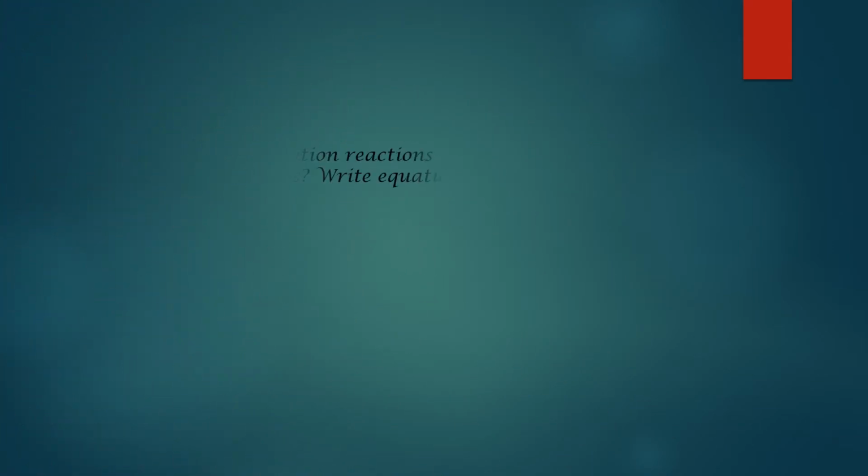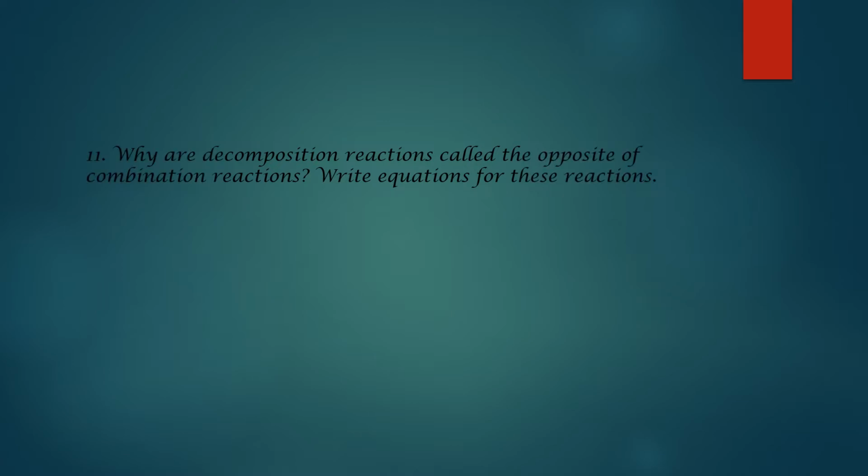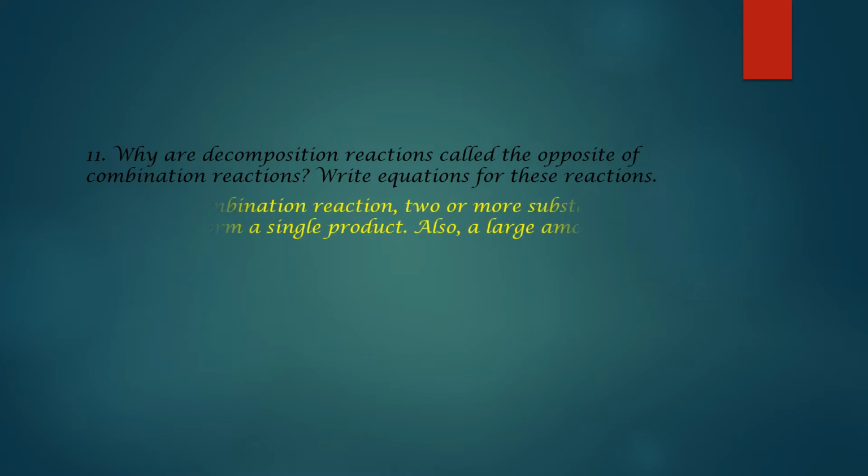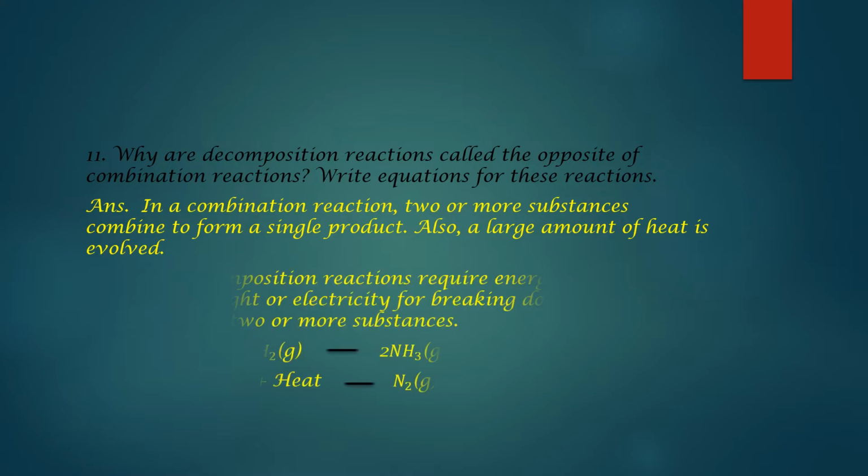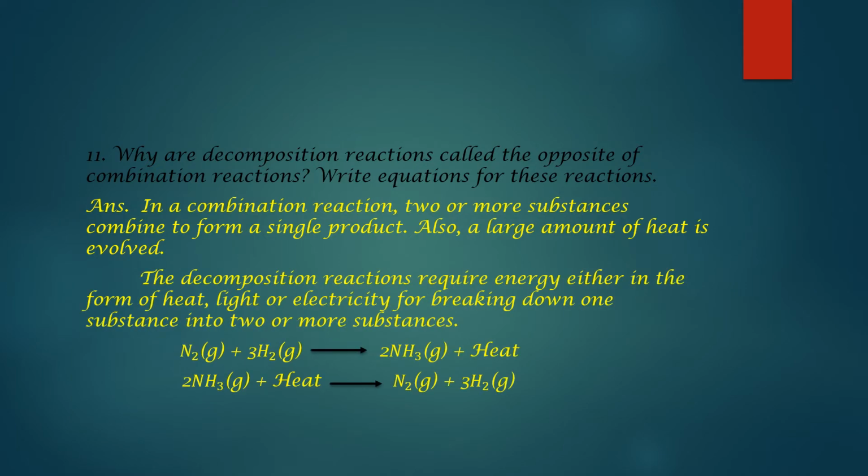Question number 11. Why are decomposition reactions called the opposite of combination reactions? Write equations for these reactions. Answer. In a combination reaction, two or more substances combine to form a single product. Also, a large amount of heat is evolved. On the other hand, the decomposition reactions require energy either in the form of heat, light, or electricity for breaking down one substance into two or more substances. Therefore, decomposition reactions are called the opposite of combination reactions.